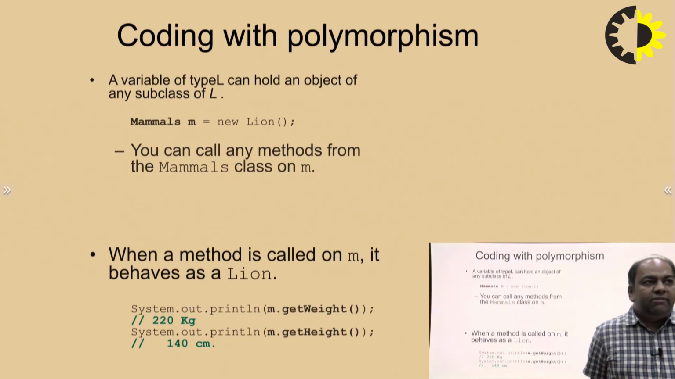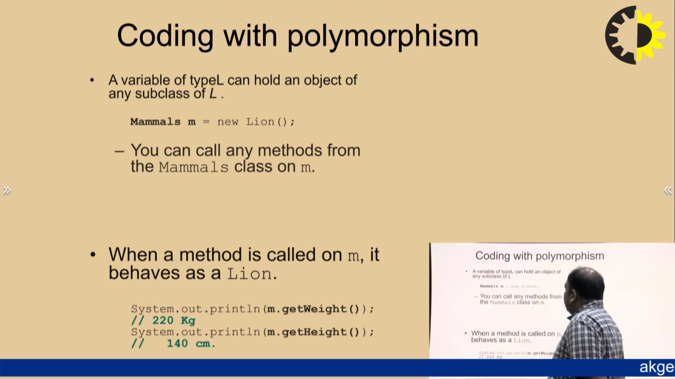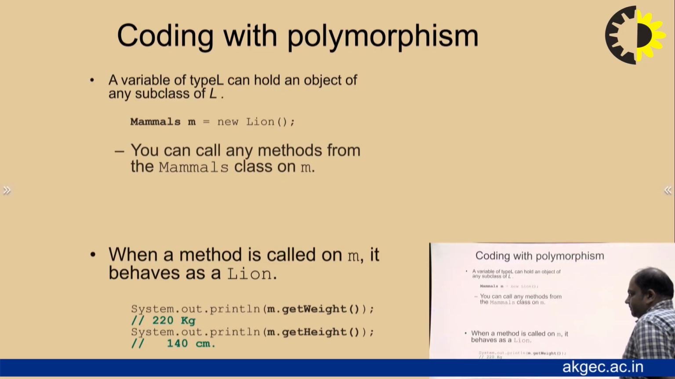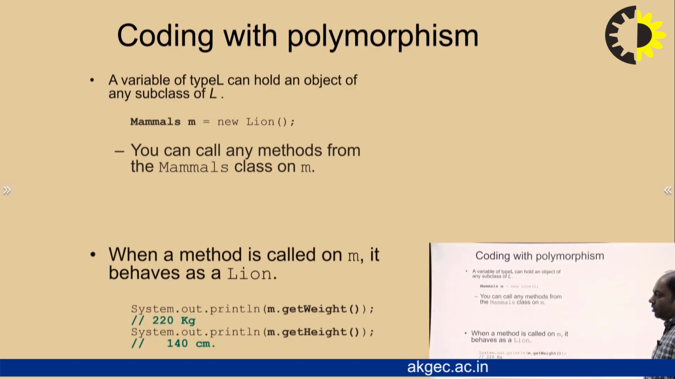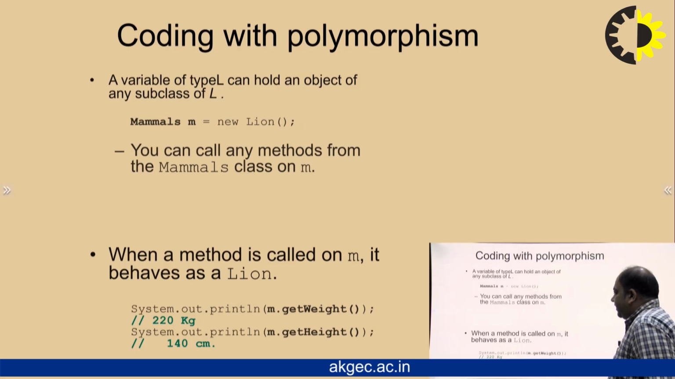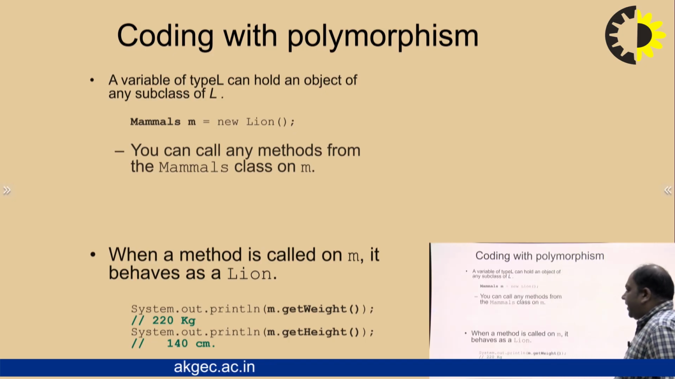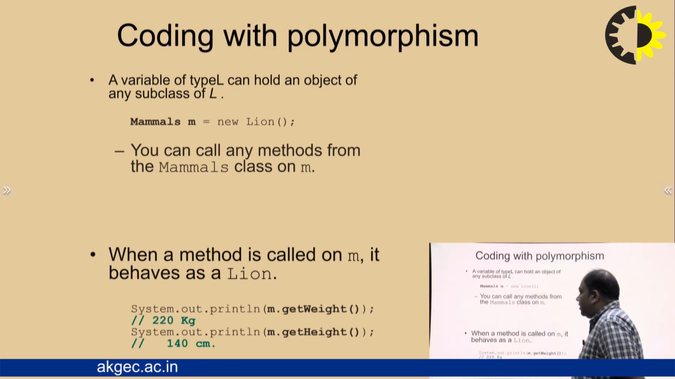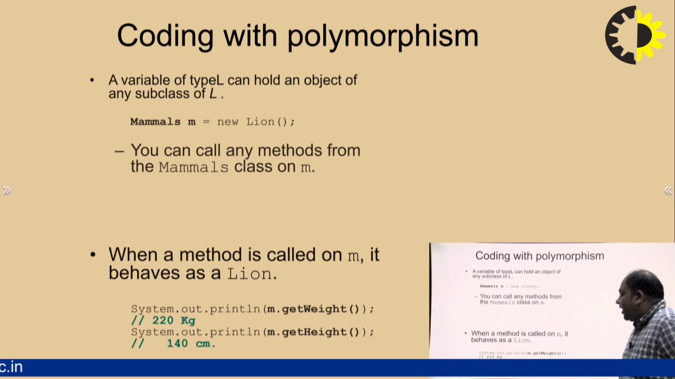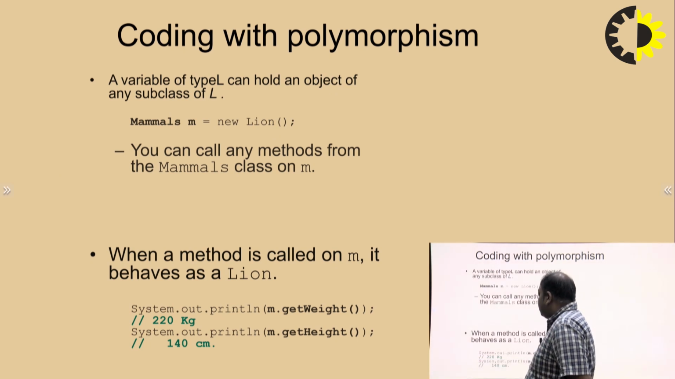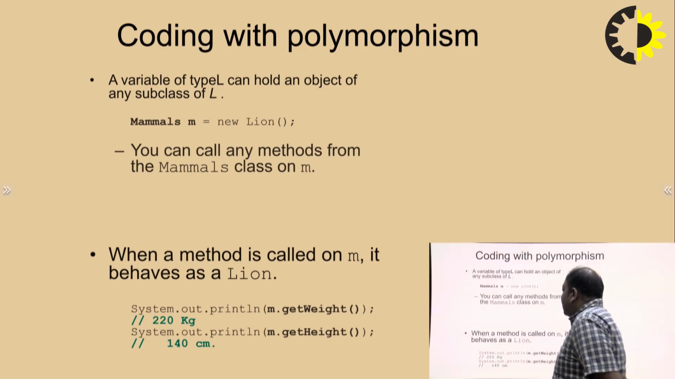How do we start coding with polymorphism? A variable of a type can hold an object of its subclass and you can call any method from that class on its object. Like in an example, you can see I create an object of a mammal by the name M and it represents the object lion. So I am defining M as a lion and it is used to find out its weight and height. It weighs 220 kg and its height is 140 centimeters.